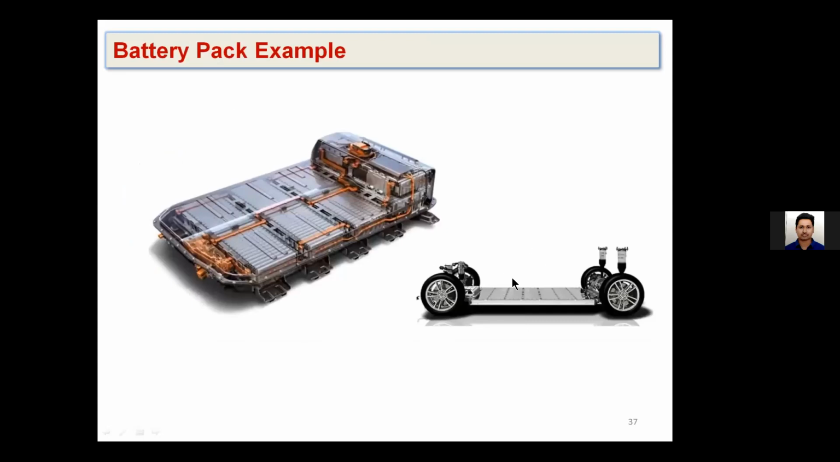Here you can see the battery pack is generally kept at the bottom of the driver's seat. Whenever there is a problem or any accident, generally the rear end and the front end will get damaged. There is not much effort there, so that's one of the reasons.